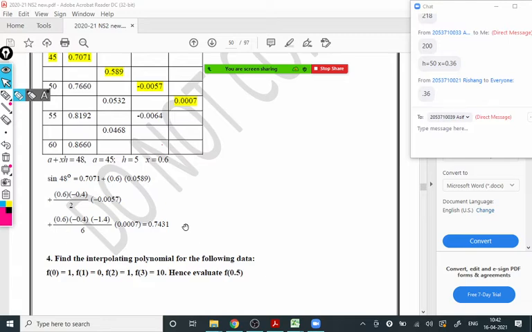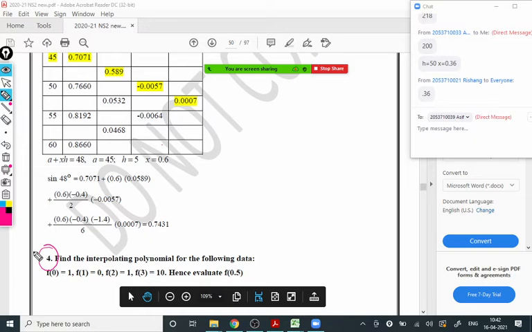Now, can anyone tell me what is the difference between the first three and this fourth question? I want a difference. This is the fourth question on the screen here. What is that difference?